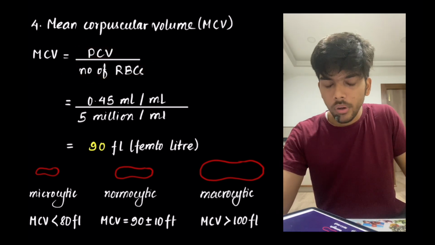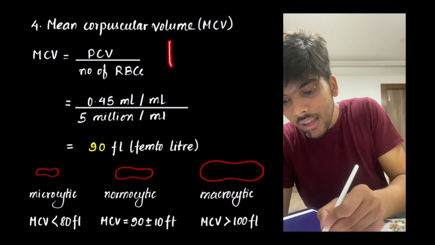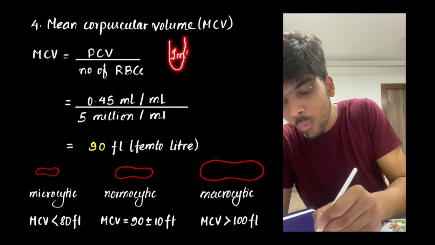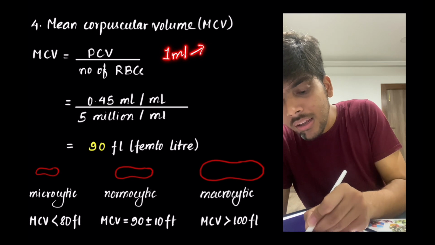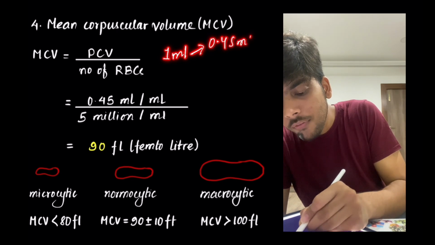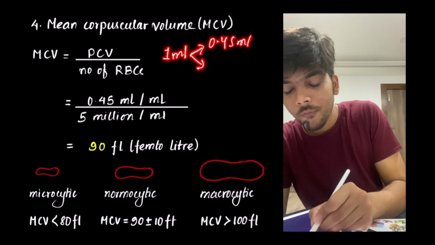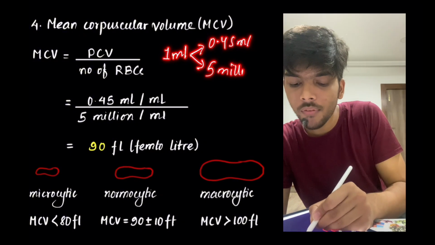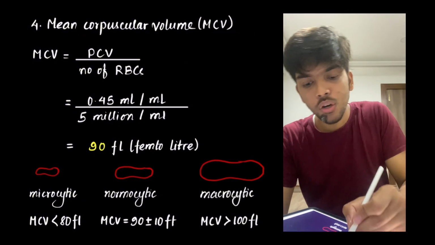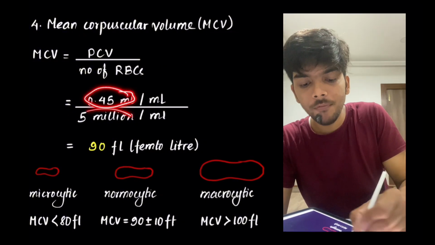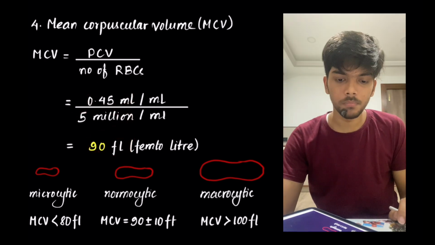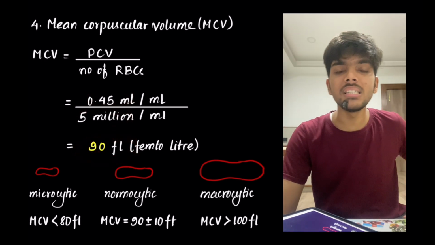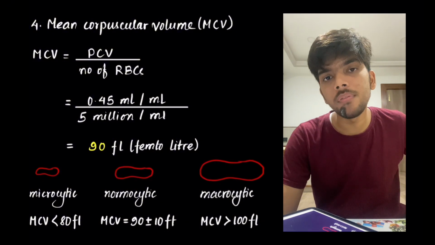So let's say I take 1 ml of blood. This 1 ml of blood is going to contain 0.45 ml of RBC and 5 million RBC. So divide 0.45 ml by 5 million. You are going to get 90 femtoliter. So 90 femtoliter is the mean corpuscular volume of a red blood cell.